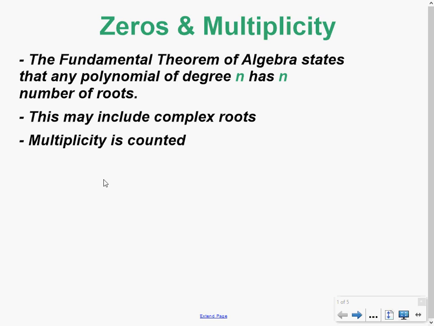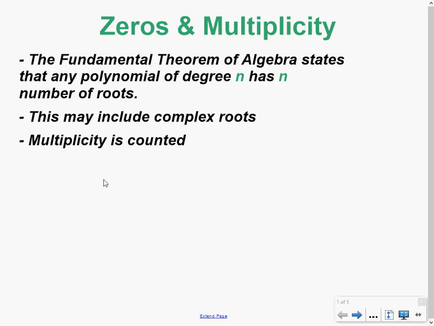Hi everybody, this video is going to talk about zeros and multiplicity for polynomial functions. So the fundamental theorem of algebra, something you'll learn about in future classes in more detail, says that any polynomial function of a degree n has n number of roots. It might include complex roots, that have some imaginary numbers involved. And it also counts something called multiplicity.